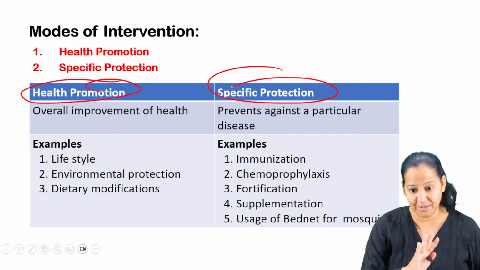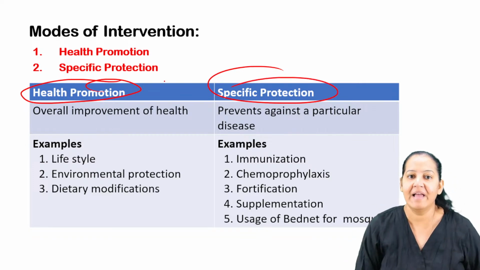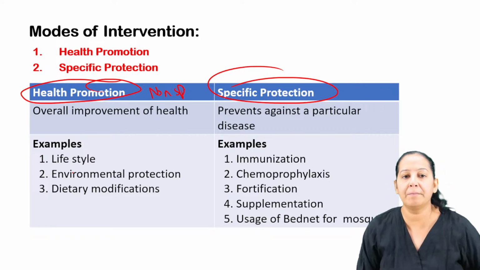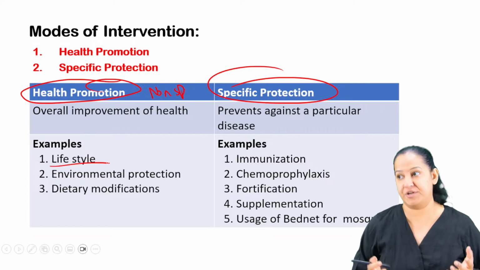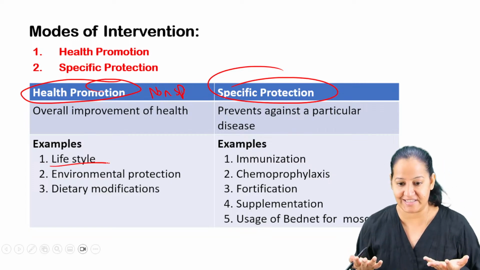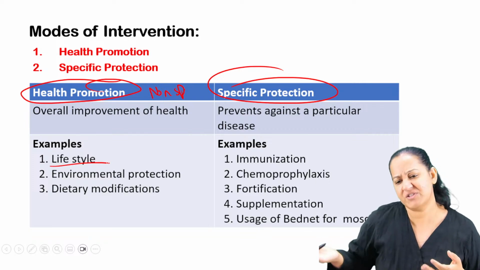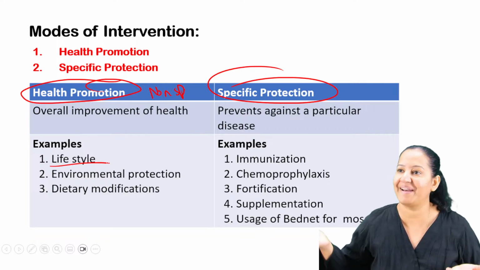One is health promotion, one is specific. Now please understand, health promotion is non-specific. If I'm saying to you, please, you should have a healthy lifestyle. You should get up early in the morning. You should have physical activity. You should go to yoga, jogging. You should eat a balanced diet. You will say, ma'am, which disease will it prevent? I will say many diseases will be prevented.